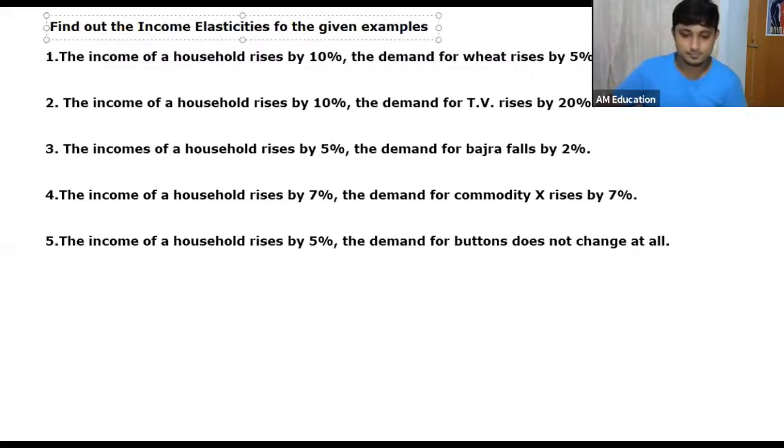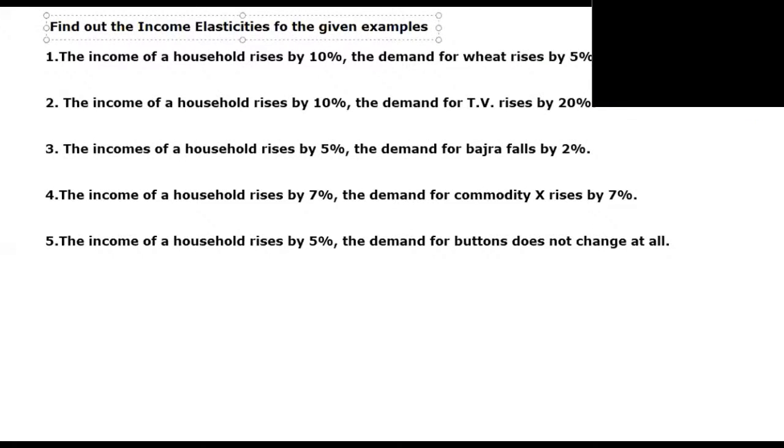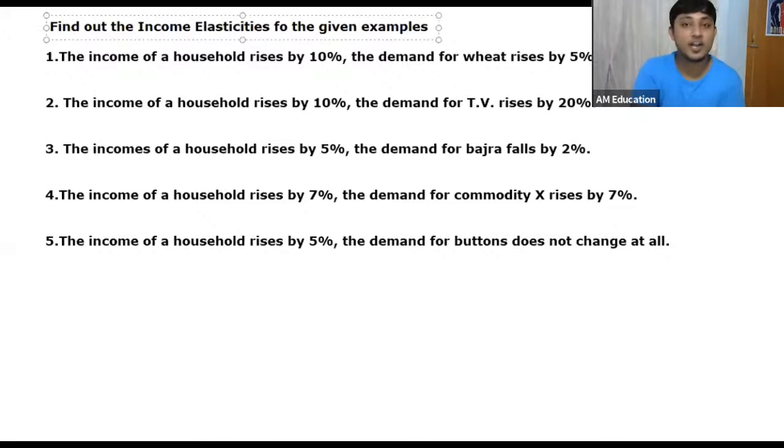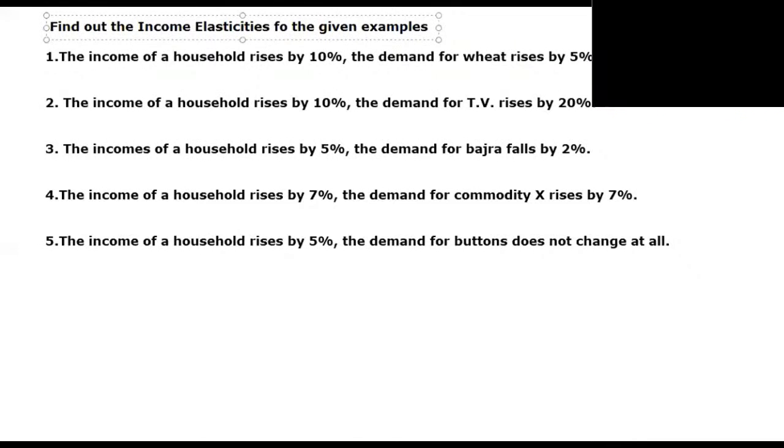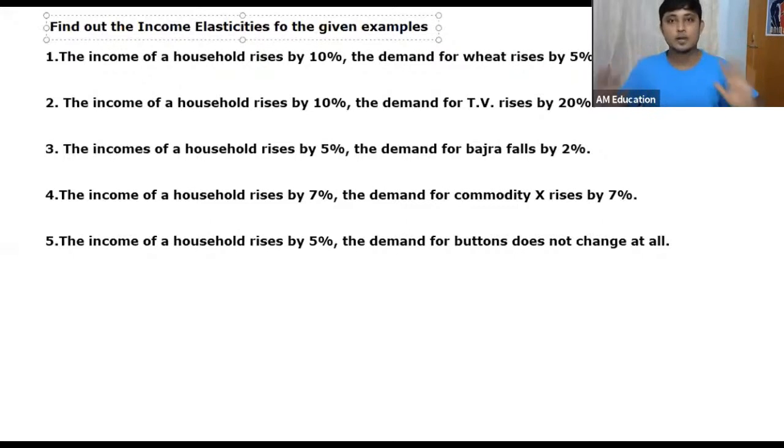What's the next one? The next one is negative income elasticity, it is wheat. Wheat is a necessity only, right? Wheat is a necessary product. Just because your income became 1 crore, will you eat 100 kgs of wheat? Match the principle: necessity, wheat, negative income elasticity. Necessities will always have negative income elasticity.